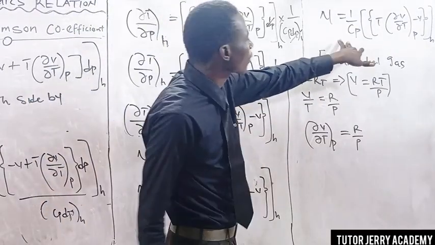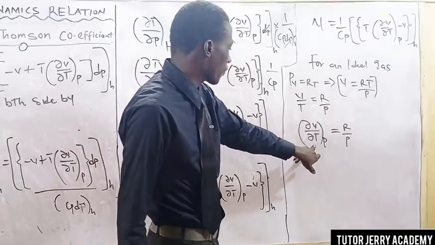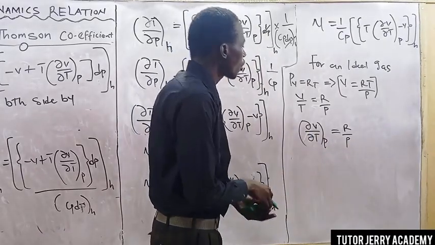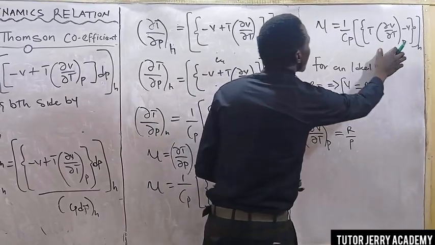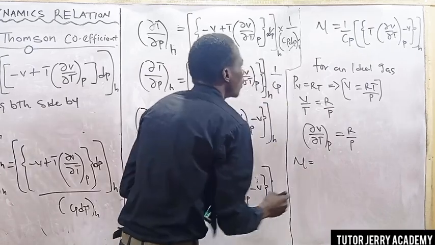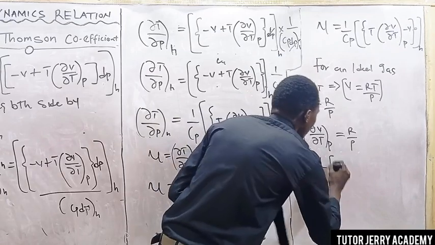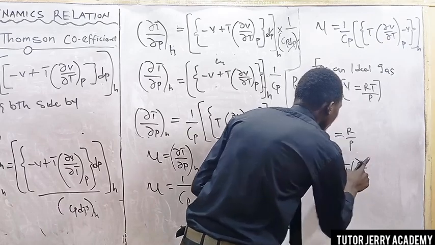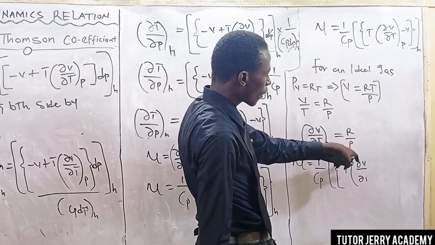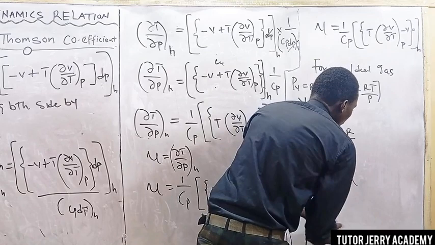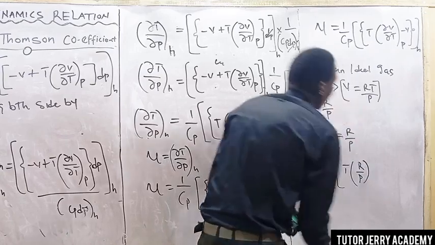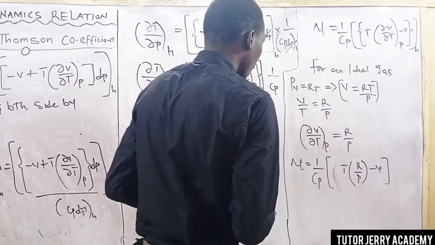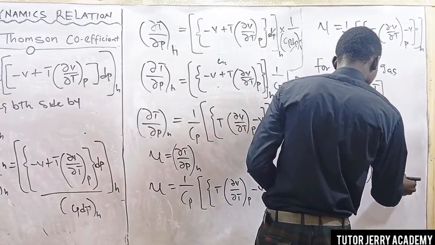Coming back to this equation, we have the partial derivative of V over the partial derivative of T, keeping P constant, equal to R over P. So we substitute the value of this in this equation. We are going to have mu equal to 1 all over Cp into the bracket of T, the partial derivative of V over the partial derivative of T. Now we put R over P instead of this. So we have T into R over P minus V, close bracket, so we just have one bracket, whereby H is constant. So this is what we have.